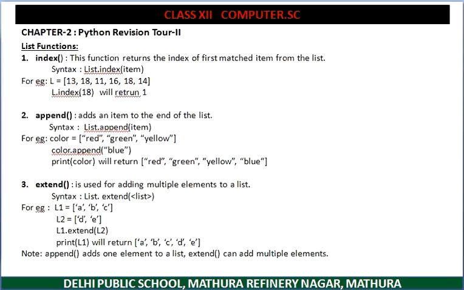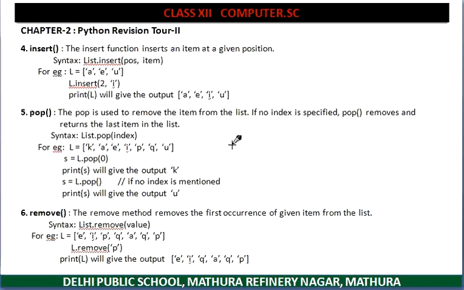Now move to the next slide. Now fourth, the insert function. The insert function inserts an item at a given position with the help of the syntax list.insert(position, item). So here you need a position and an item. For example, L = A, E, U. If you write L.insert(2, I), it will insert the item I at position 2 and give the output A, E, I, U. So this is about the insert function.